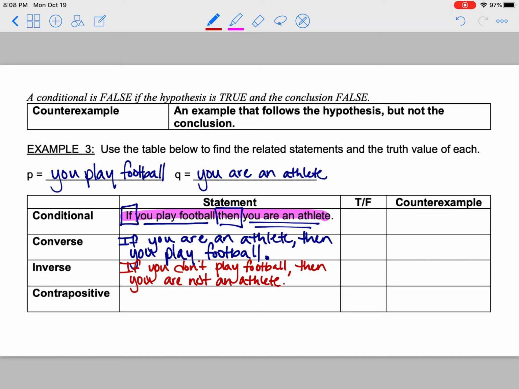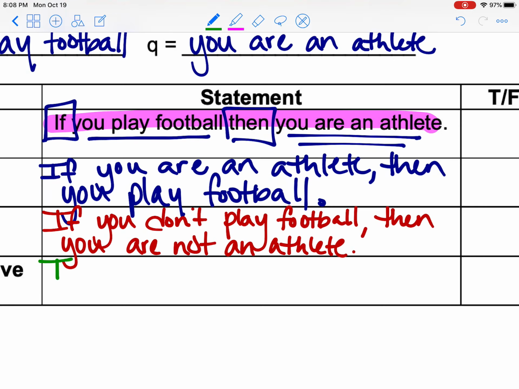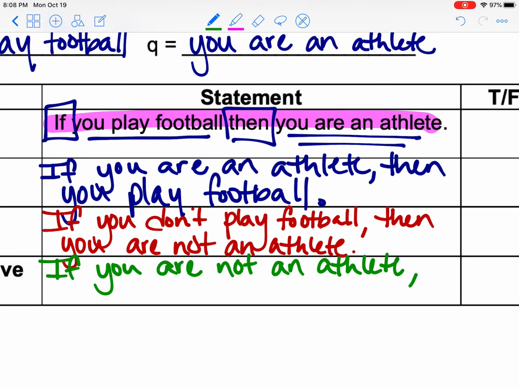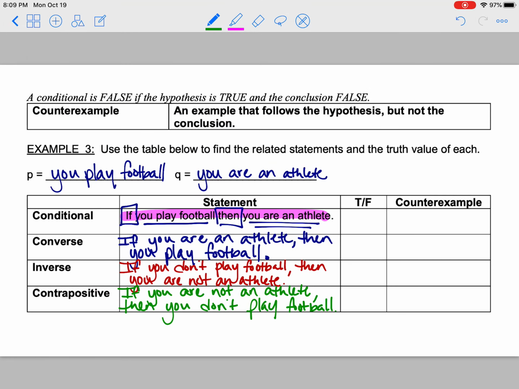Two negatives cancel out, make a positive. Contrapositive is where we switch and add not. So my advice is to look at the converse because it's already switched and add the word not to that. So we would say, if you are not an athlete, then you don't play football. Okay, so we can now see that we switched for converse, we added nots for inverse, and we did both for the contrapositive. Now what they want us to do is tell the truth value of these.